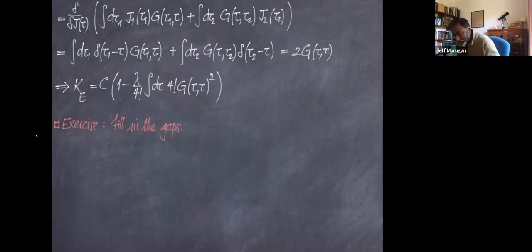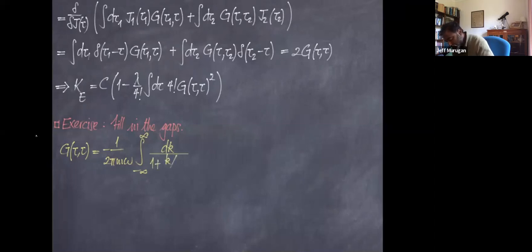So if I go ahead and do that calculation now, G of tau and tau is just minus 1 over 2 pi m omega, integral from minus infinity to infinity of dk over 1 plus k over omega squared.